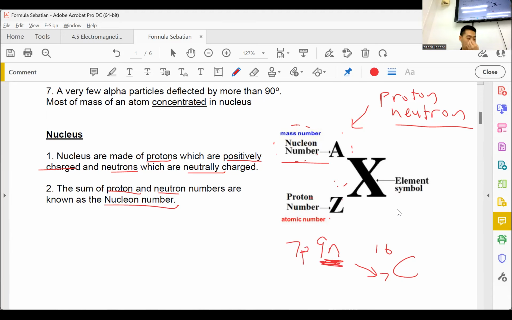In chemistry also, right? Okay, once you're done copying, flip to the next page.